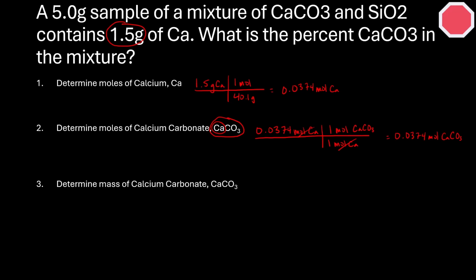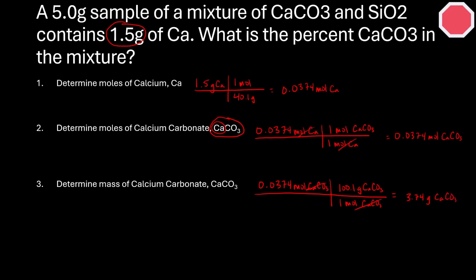And so when you do this, you have 0.0374 moles of calcium carbonate. And you're actually going to multiply this one, so moles are going to go on bottom. So the moles cancel out, and you are going to put 100.1 grams of calcium carbonate on the top. When you multiply that out, you should get 3.74 grams of calcium carbonate.